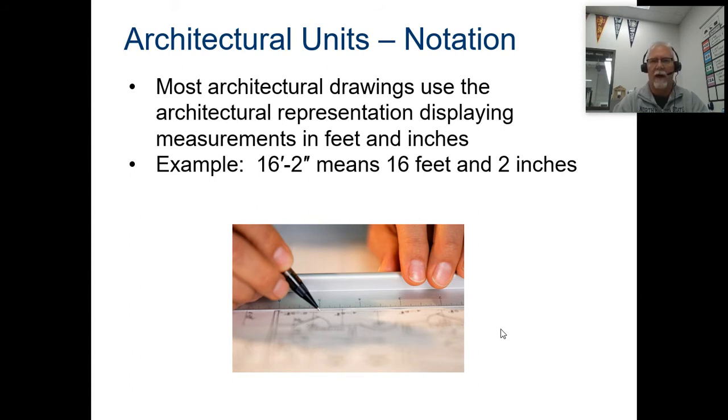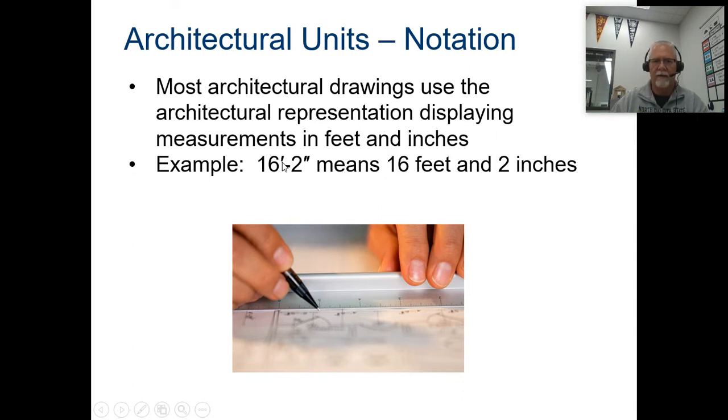So to do that, we need to use something called architectural notation or architectural units. A couple notes would be appropriate here again as we break this down. Most architectural drawings use the architectural representation that displays measurement in feet and inches. So if we see an example like we've got right here, 16-2 does not mean 16 feet minus 2 inches. It means 16 feet and 2 inches.